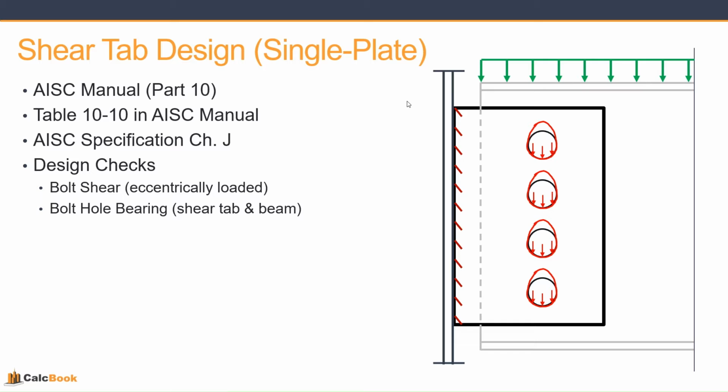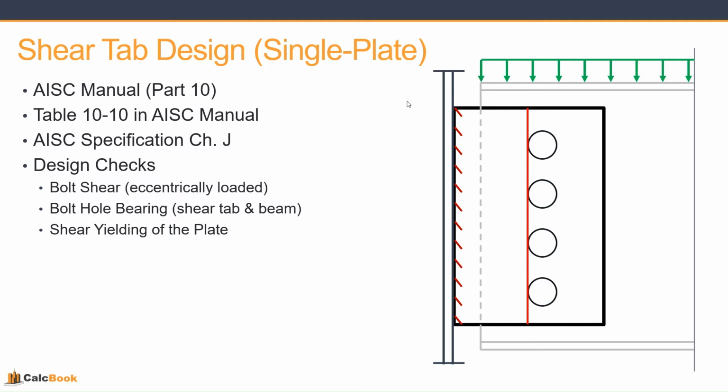The second thing we're going to check is bolt hole bearing. This is something that we check on both the shear tab and the beam. It's a local deformation of the bolt hole. You can see there the deformed shape as the beam tries to push down, it distorts or deforms those bolt holes.